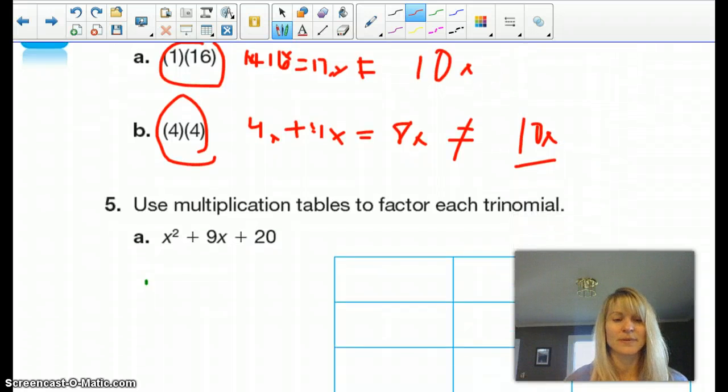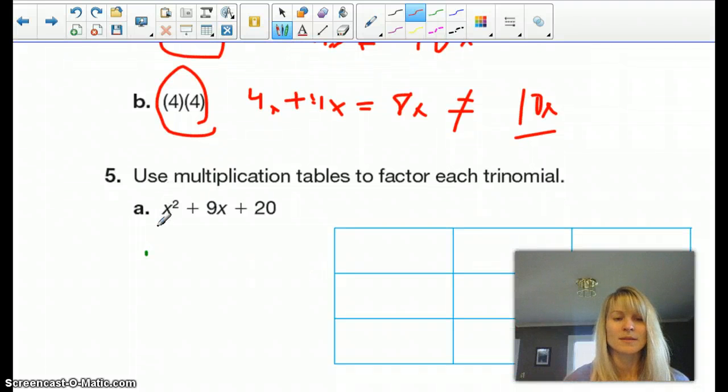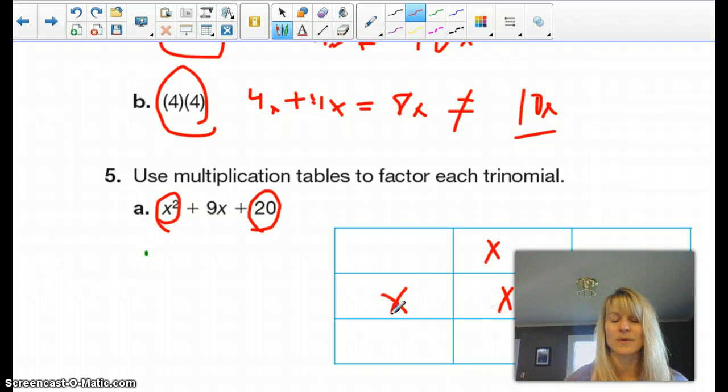So if we look at our example down here, this is what we want to work with. This is our first term, and we know that x squared is going to go here. This is our constant, our c value. That's going to go here, okay? So we know that x times x is going to give us x squared there. The question is, what two multiples will multiply to 20, but these like terms that we're going to put right here, they're going to have to add to the center term, which is 9x. So which one of these will also add to 9x?